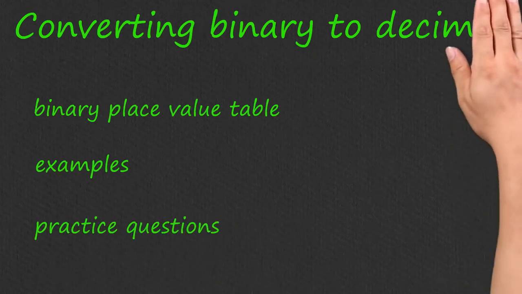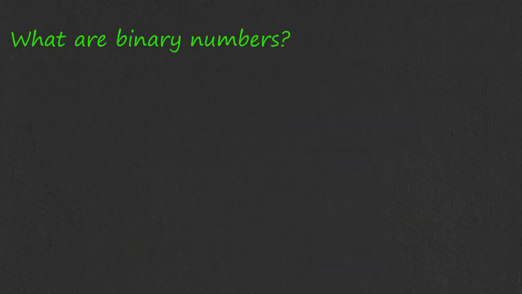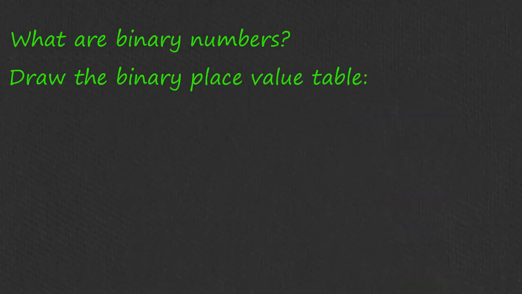First, I would like us to remind ourselves what binary numbers are and how the binary place value table looks, as we will use this table for the conversion. Can you please spend a few minutes trying to write down a few binary numbers and draw out the binary place value table? Also, try to think about how you could describe binary numbers to someone who never heard about them.